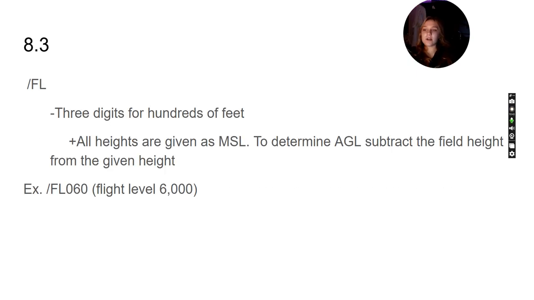So anyways, one of the fields will be dash FL, which is flight level. It's in 3 digits for hundreds of feet. All heights are given in MSL. To determine AGL, subtract the field height from the given height. So FL060 would be a flight level of 6,000. That's you stating where your plane is altitude-wise in the sky.